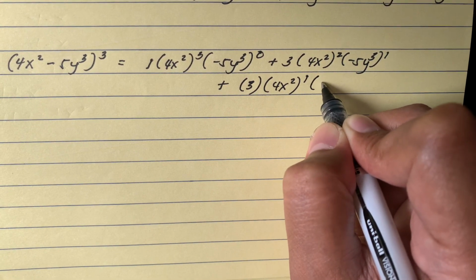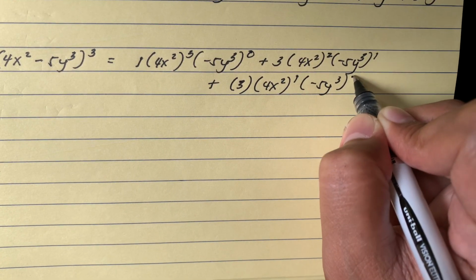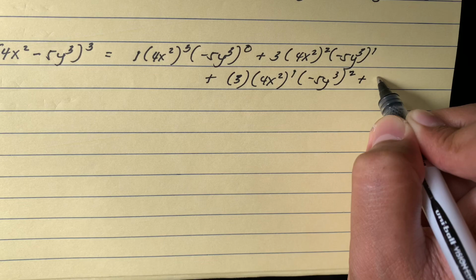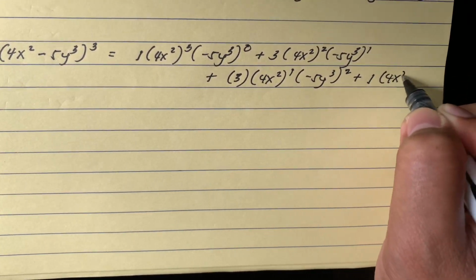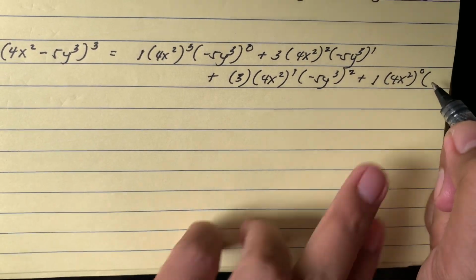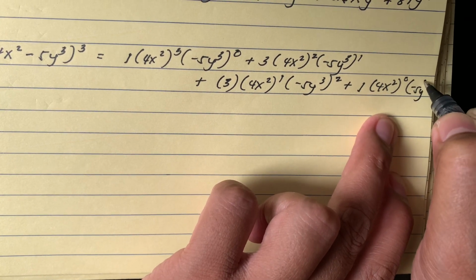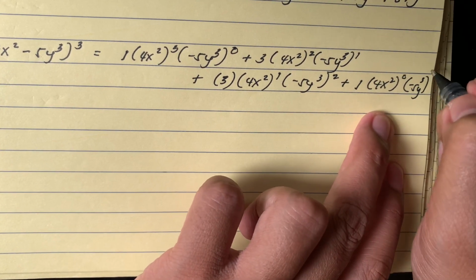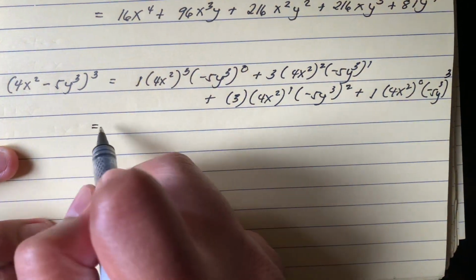Then we have negative 5y cubed raised to the power of 2, plus 1 times your first term, 4x squared raised to the power of 0. Then we have negative 5y cubed raised to the power of 3. Okay, so let us simplify.